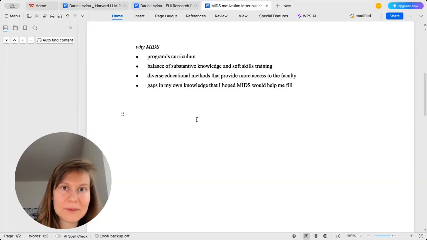What I saw in MIDS was that it was this very hand-selected group of around 40 students, and they had all those workshops and seminars tailored for students to truly absorb the knowledge and build connections with the faculty. When I was writing this motivation letter, it felt really important, and that's why I highlighted it here. Finally, I talked about how I had gaps in my knowledge, specifically related to international arbitration, and I hoped that MIDS would help me fill those gaps.